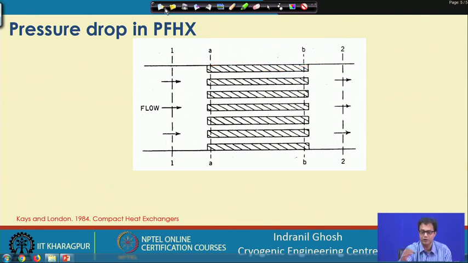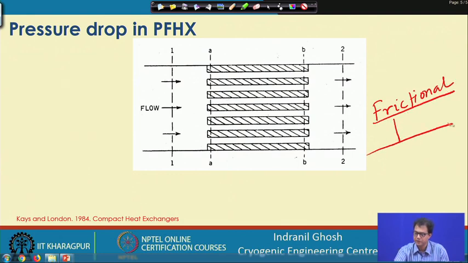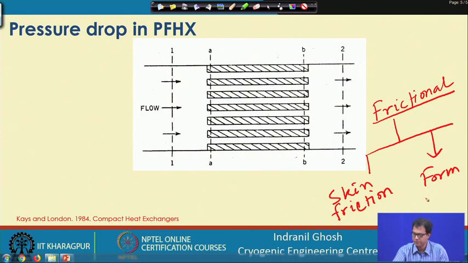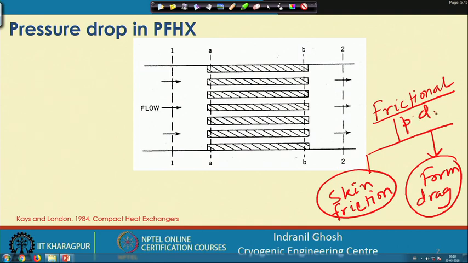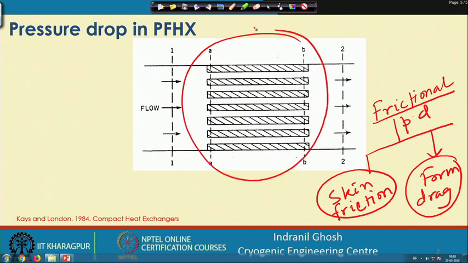One part is what we call the frictional pressure drop. This frictional pressure drop will have two components. One is the skin friction, and then you will also have the form drag. These are the two types of friction we will have within the frictional pressure drop.